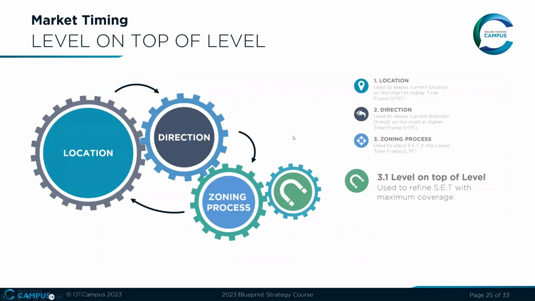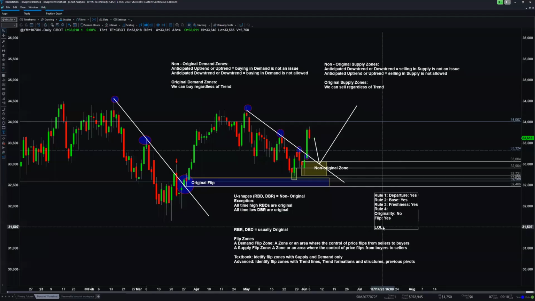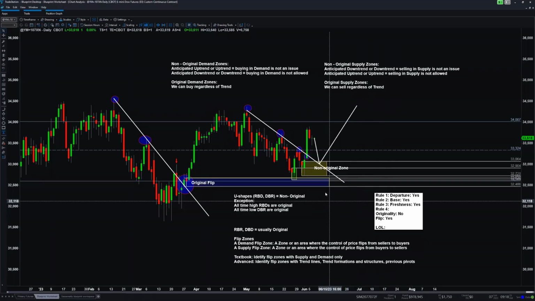What I want to cover next is I want to skip a few zone qualifiers and I want to get on to level on top of level straight away. Because as we cover now, also our level on top of level, this kind of goes hand in glove with freshness as well as originality, because we're going to look for multiple levels for coverage. And so while we're looking for originality, we can also look for level on top of levels anyways.